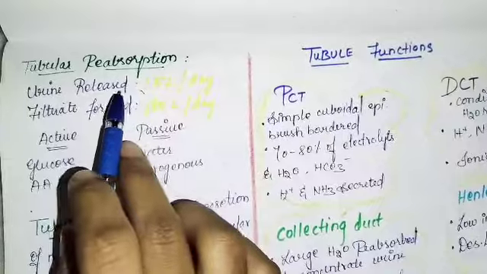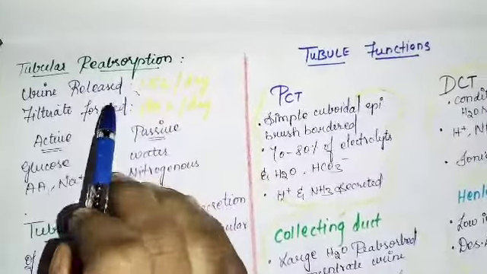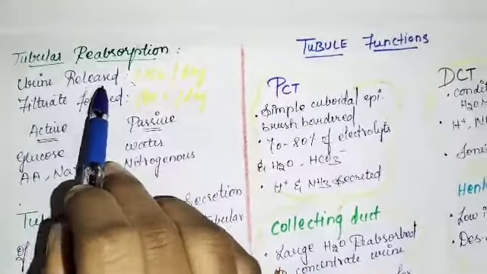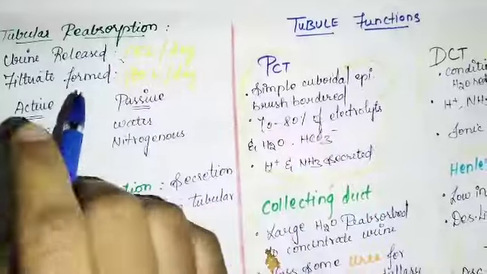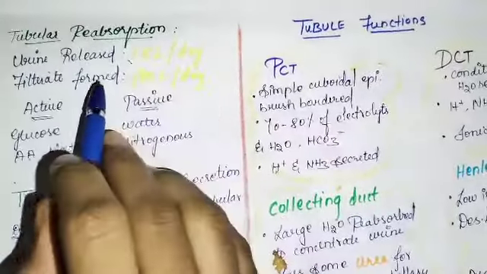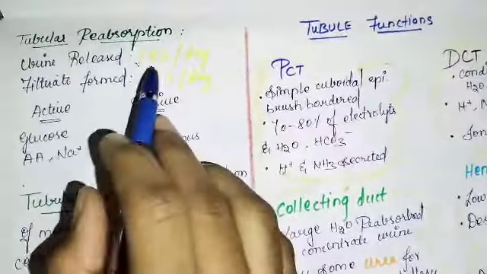Tubular reabsorption: the urine released is 1.5 liters per day, but the filtrate formed is 180 liters per day. So how much should be lost in this pathway of flowing through the nephron? That function is performed by the tubular reabsorption mechanism.